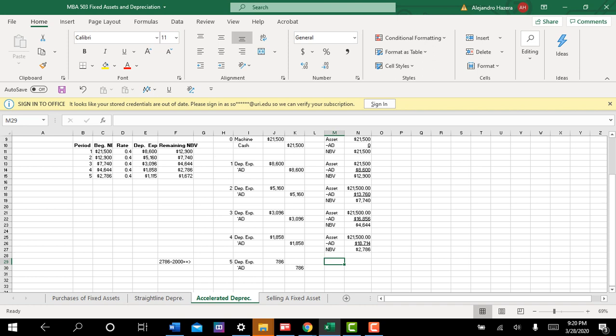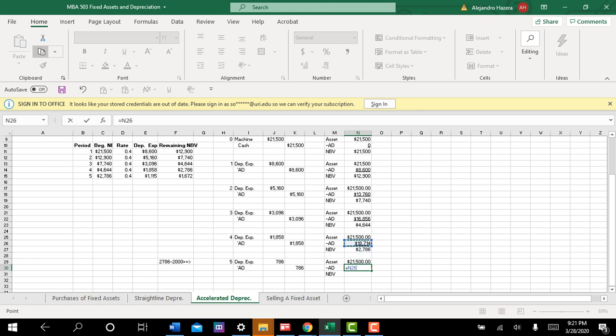Let's take a look at the balance sheet again. The balance sheet is now going to be, the asset account is always the same. The accumulated depreciation is going to be last year's accumulated depreciation plus this year's depreciation expense, which gives us 19.5, and you can see we're going to get the correct final net book value.